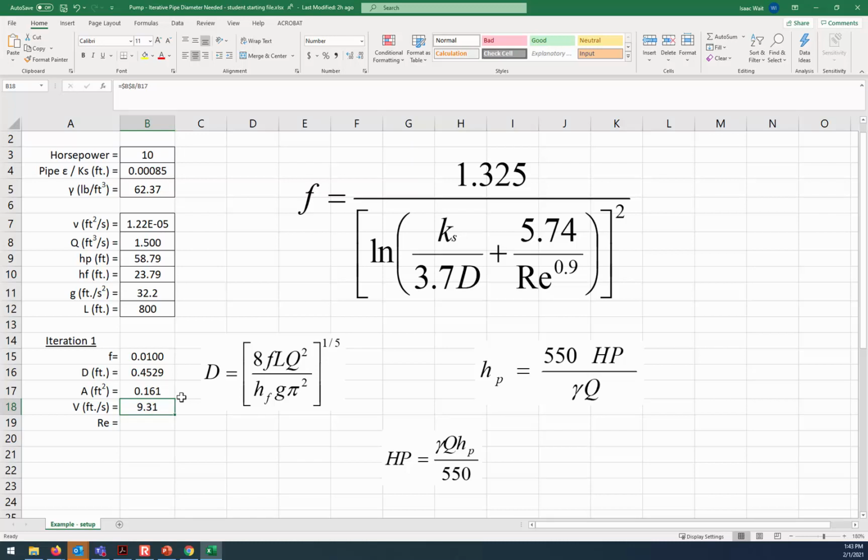And now I need to calculate the Reynolds number because I'm going to use that Reynolds number when I calculate the F value in my next iteration. So the Reynolds number, remember the formula is velocity times diameter divided by kinematic viscosity. So V times D divided by kinematic viscosity. Anchor the reference up there because I want it to always be looking in that cell for the kinematic viscosity.